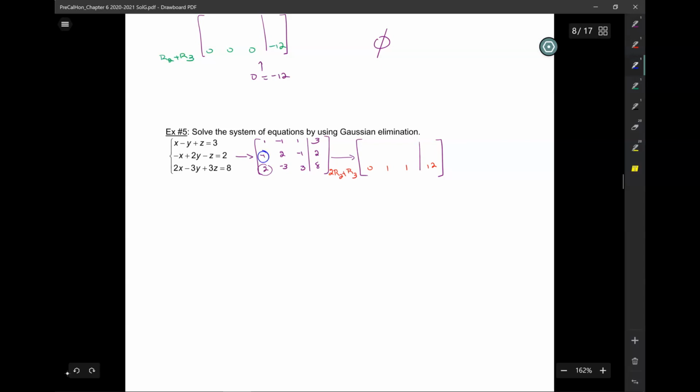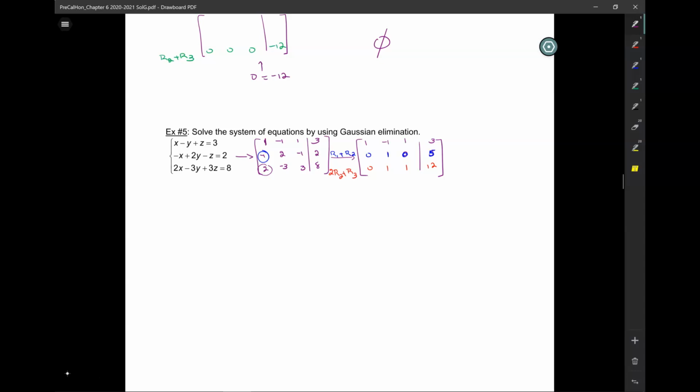Next, I want to get rid of that one. To do that, I'll just add row 1 plus row 2. So I get 0. Remember, only the row in which you're eliminating an element is the one you change. So you get 0, 1, 0, 5. I'm going to color code that to know that's the one we changed. And the one we are not going to change for the time being is this one.